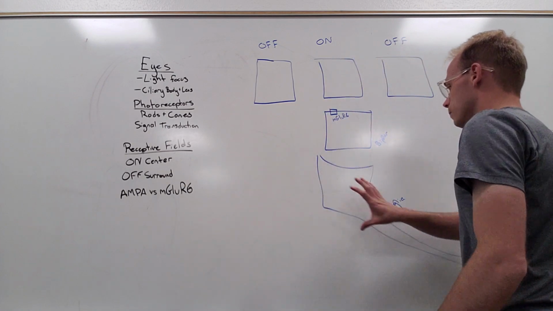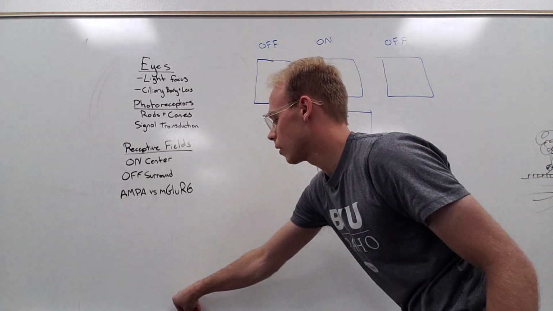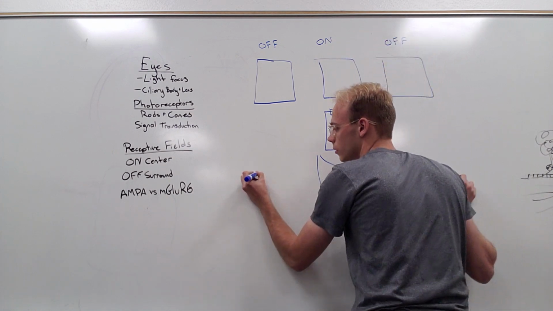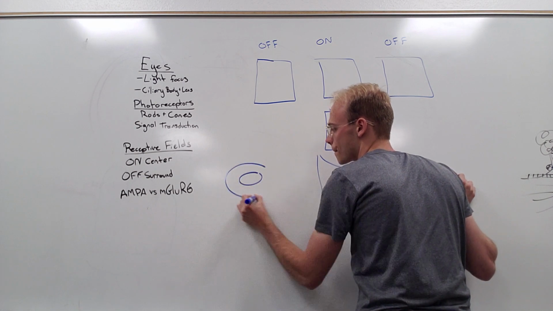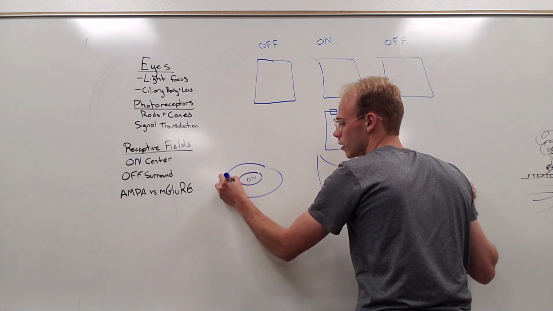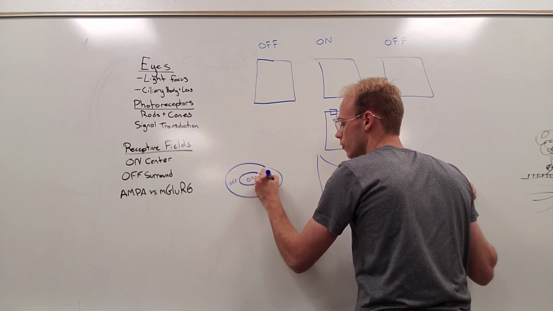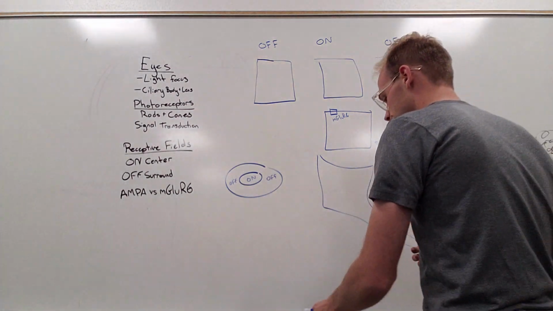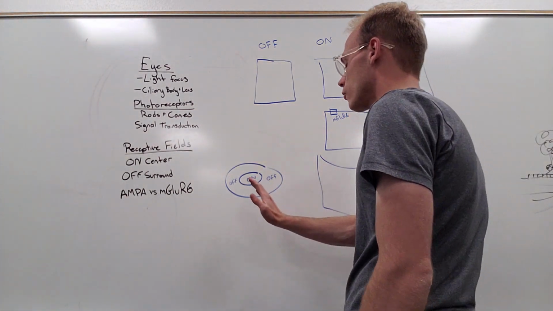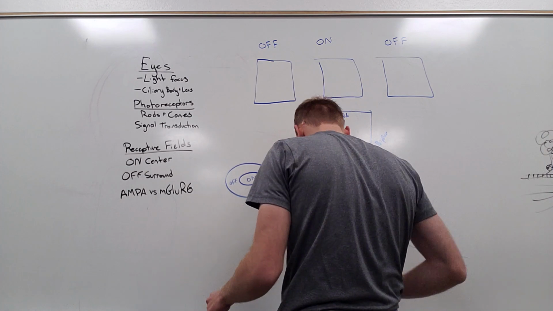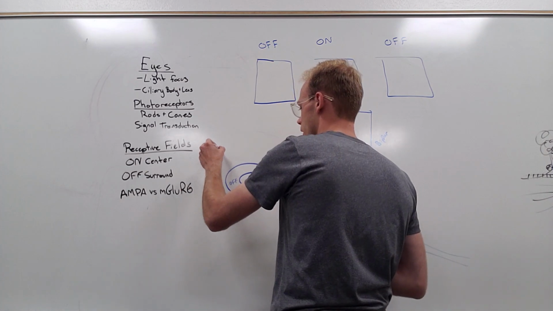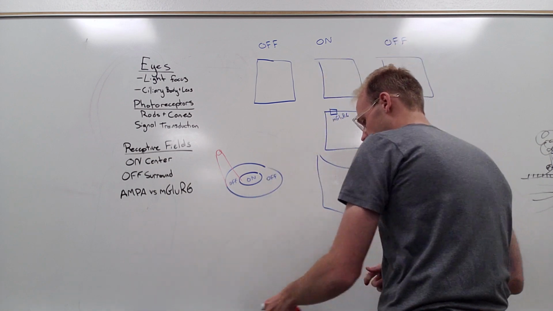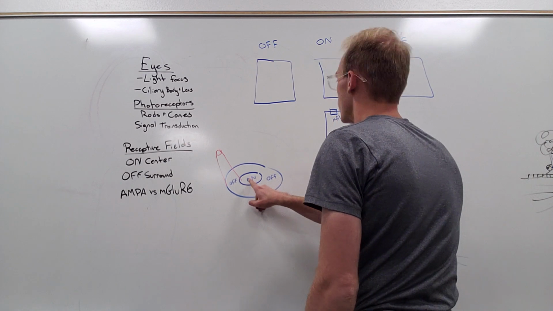Okay, so here, this is our on-center, off-surround. And I'll draw a little. Here's our center, which is on, and then we've got off. Okay. So if I were to have light, I'm going to use, let's say this red. So I've got some light that's shining on just this area. So what happens here? So this is in the dark.